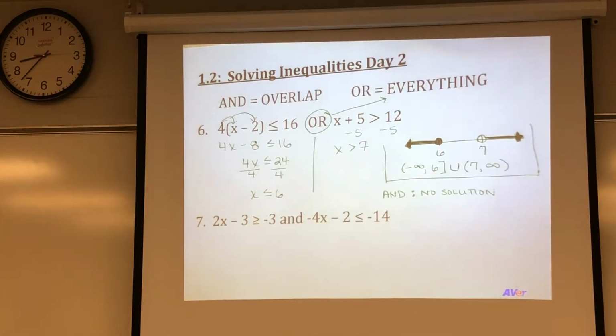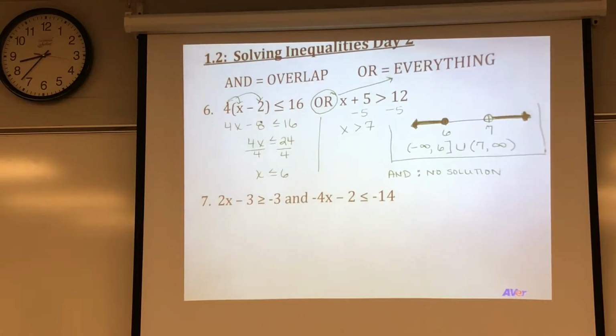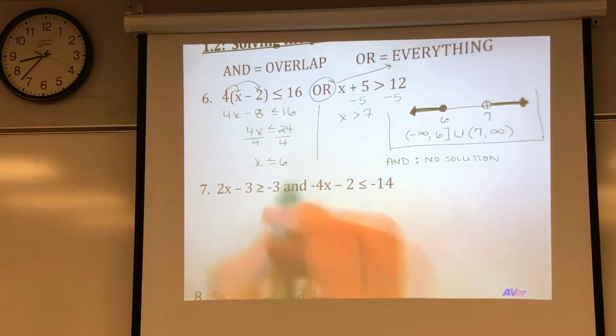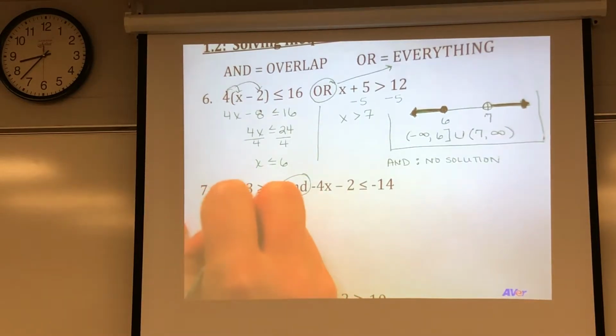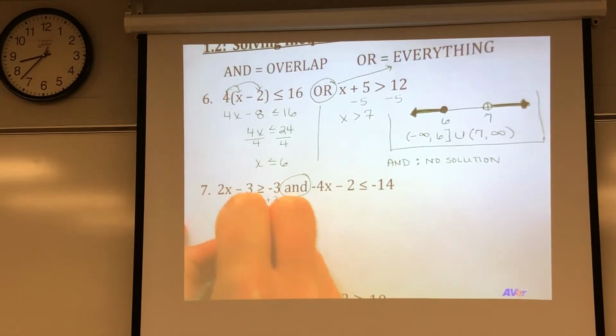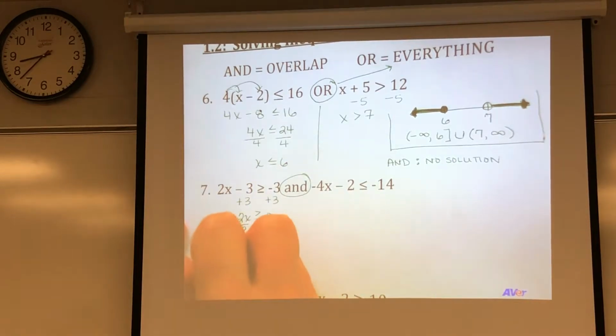All right, let's take a look at number 7. Notice on number 7, we do have an and. So we're looking for the overlap. But before we can get to that part, we have to solve each one and graph it. So let's start by solving. We're going to add 3. So we have 2x is greater than or equal to 0. Sometimes people think it's strange to get 0 in a problem. 0 is just a number. It's okay. So we divide by 2. 0 divided by 2 is still 0.